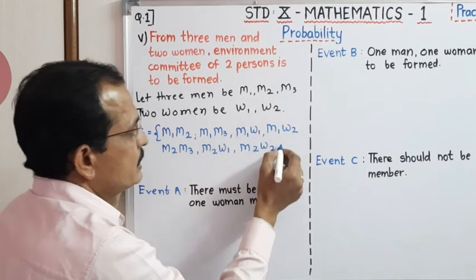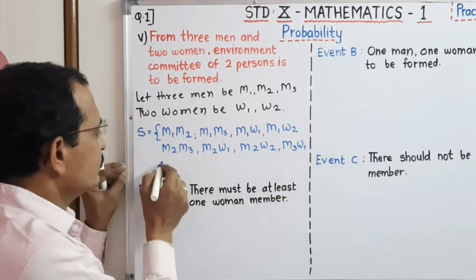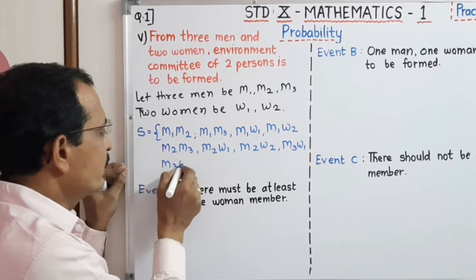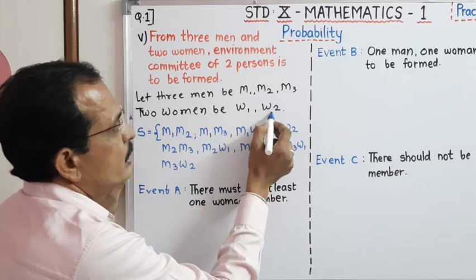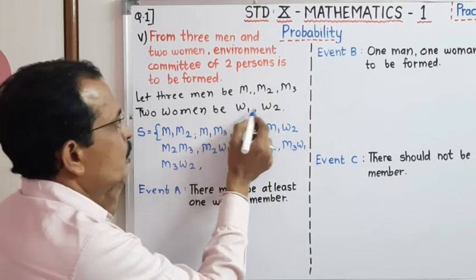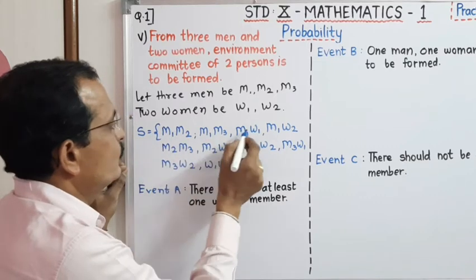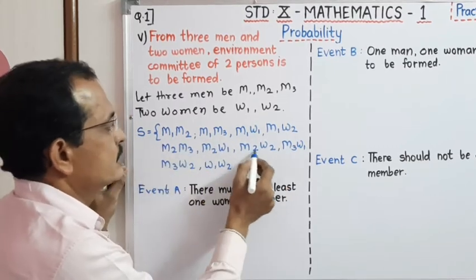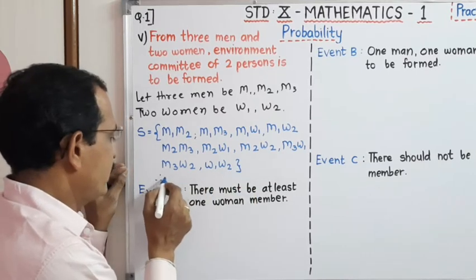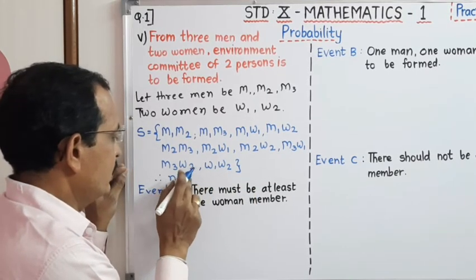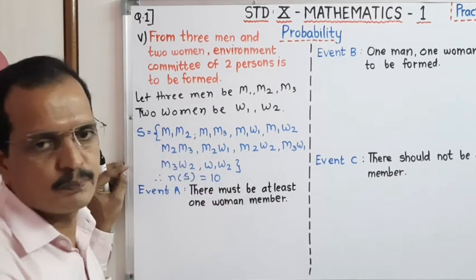Now dear student, M3 with W1, M3 with W2, and W1 with W2. 1, 2, 3, 4, 5, 6, 7, 8, 9 and 10. Therefore the number of elements in the sample space is equal to 10.